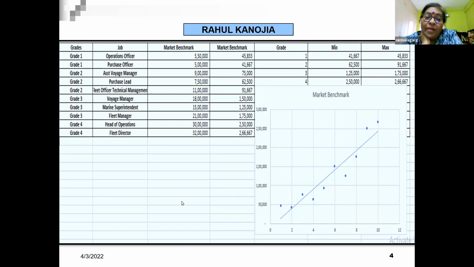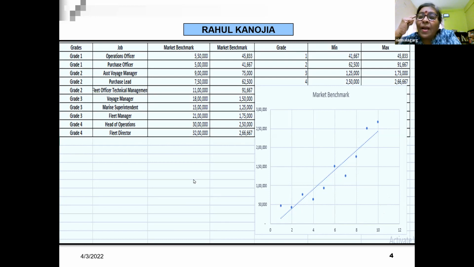So you have taken 10 positions, then you have classified them into 4 grades, 1, 2, 3, 4. You have taken market data per month. Then you have done a scatter graph and plotted your job points there. But for the purpose of the assignment, maybe you could also round it off. So grade 1, 41,000 to 83,000.